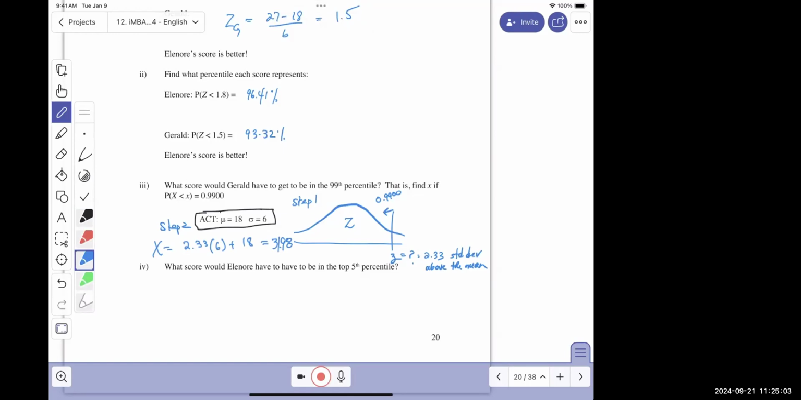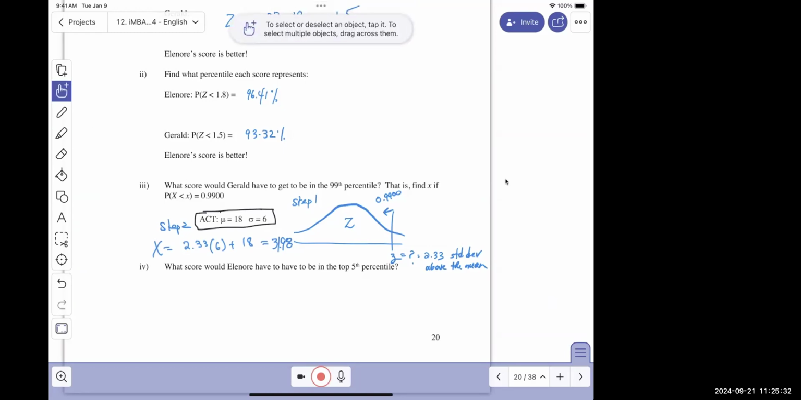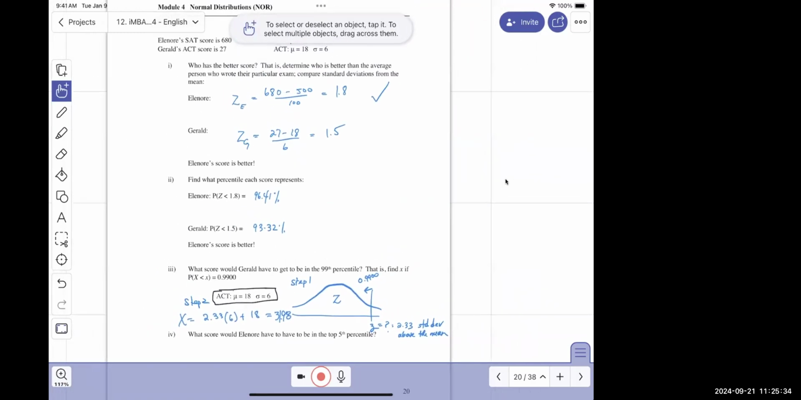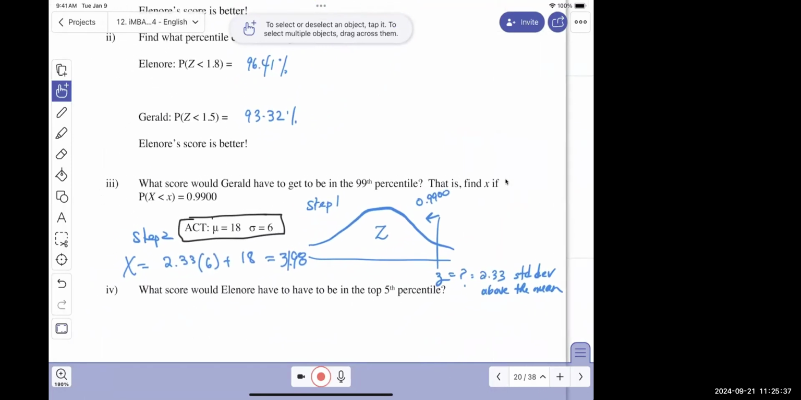Is that right? This seems really high. 2.33 times 6 equals, plus 18. Wow. Okay. So anyway, 31.98 to be in the 99th percentile. And he earned, what's his score? .27. Okay, that's not bad.